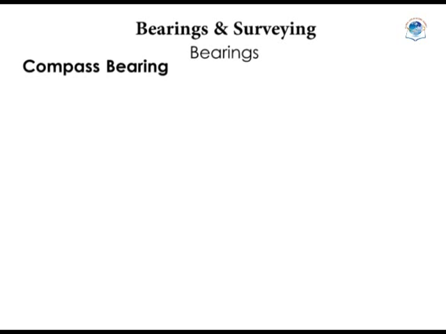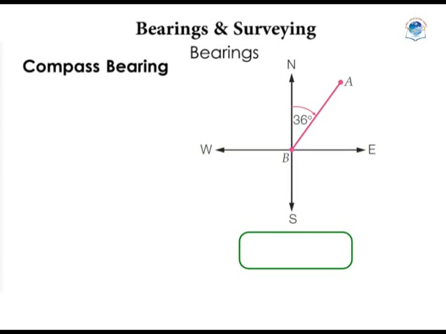Now compass bearing. Compass bearings are all directions given in terms of turning a given number of degrees east or west of north or south, whichever is closer to the position. It uses a combination of letters and numbers, and the order is north or south, the angle, then east or west. Let's look at this bearing of A.